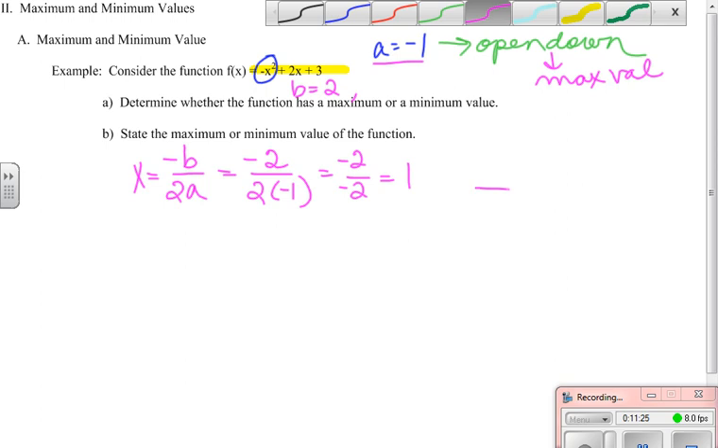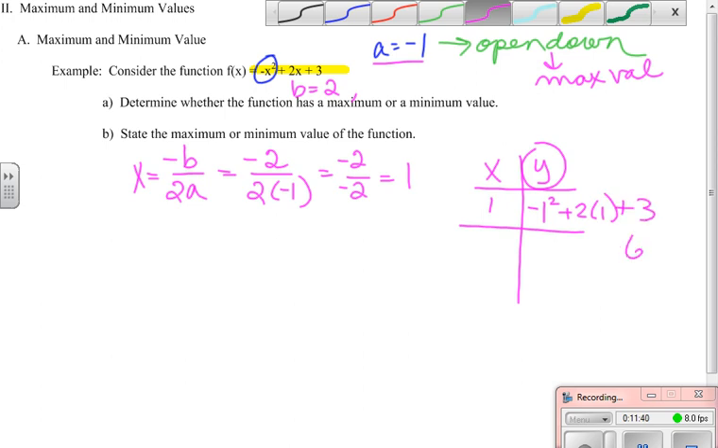So that's the x-coordinate. When I think about the x-coordinate being 1 and I need to know what comes out of it, I substitute in negative 1 squared plus 2 times 1 plus 3, and this ends up being 6. And so 6 is my maximum value. If we graphed it, that is the largest value that will come out of my function.